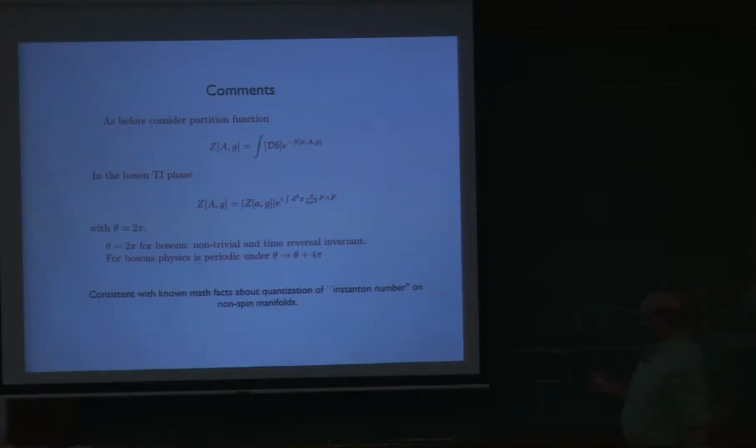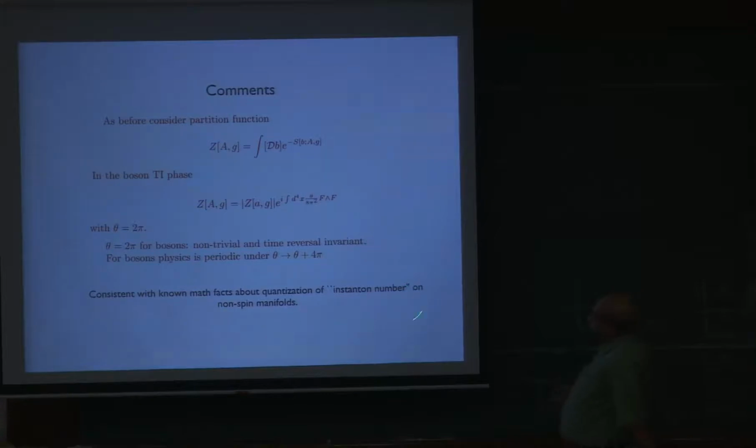Anyway, so the completion of this story of the boson topological insulator is that knowledgeable people would have told us the answer right away. This is just the dual of the statement you made for the Chern-Simons theory. Exactly. It's the one dimension higher version of the statement. It's a reduction to the boundary, exactly.